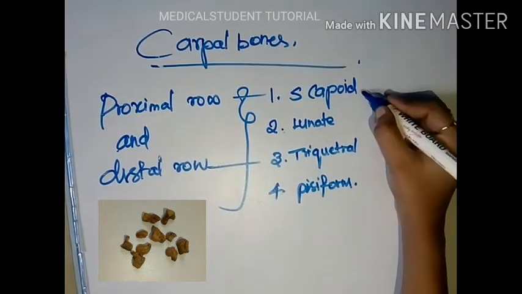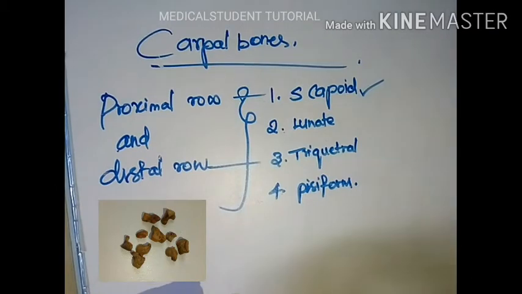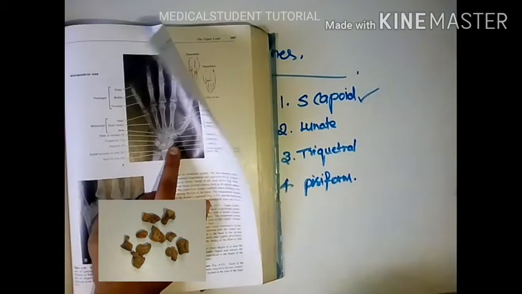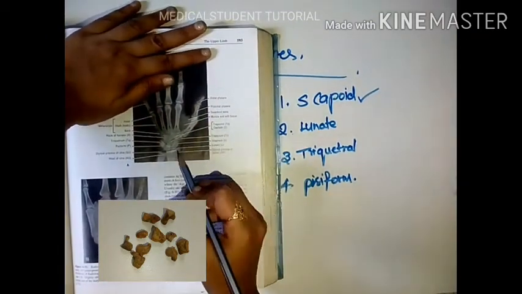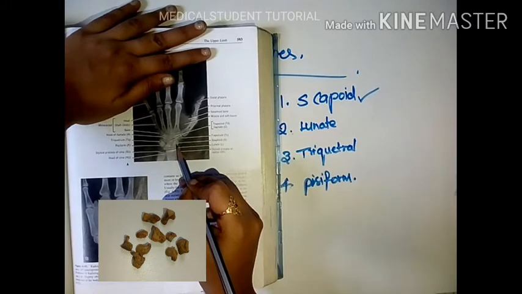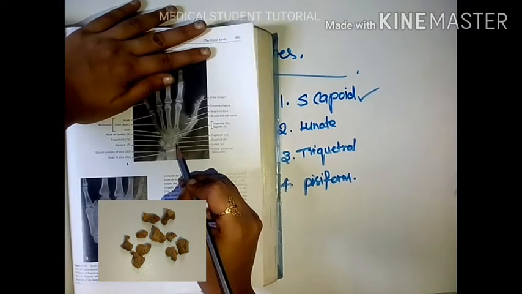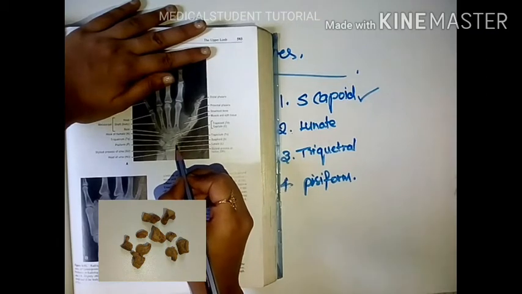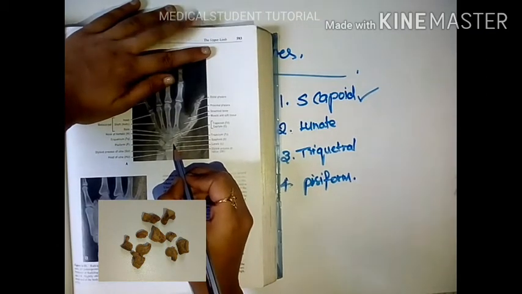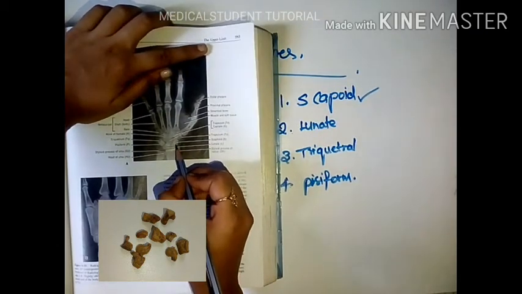The scaphoid has a boat-shaped bone in the proximal end. At this point, you will see this is the scaphoid, and this is the boat-shaped bone in the proximal end.